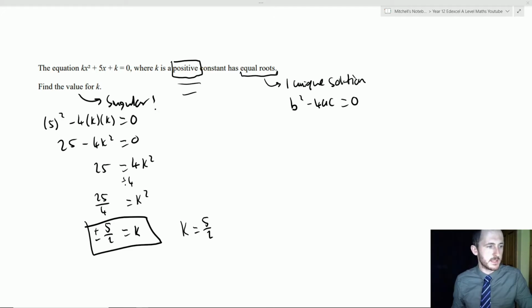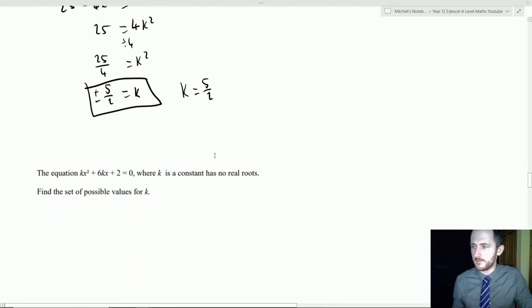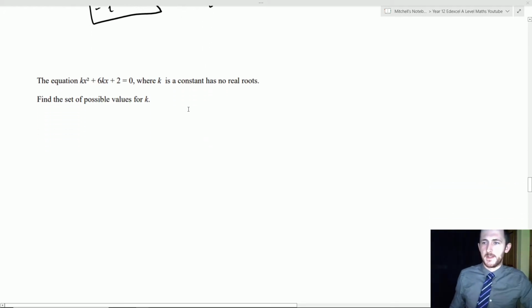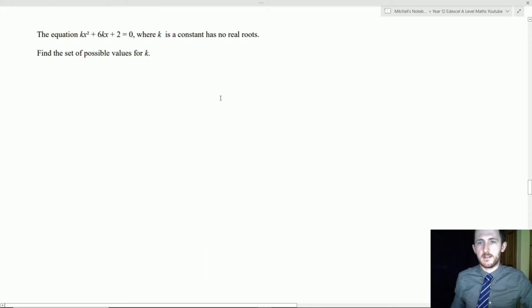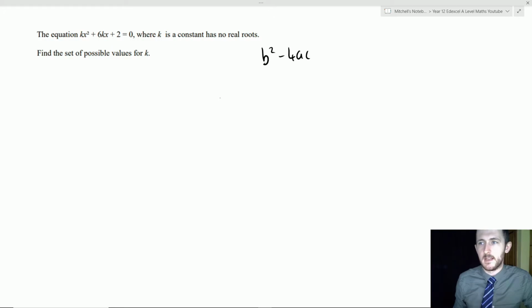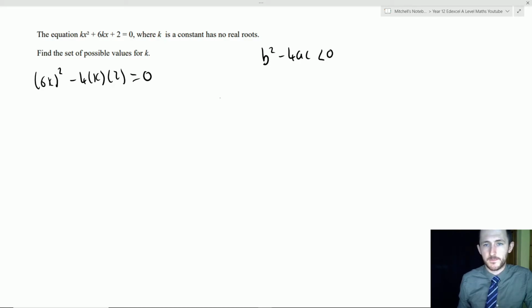So, as for the next question, let's keep moving onwards. No real roots. So, no real roots, no solutions means that b squared minus 4ac is less than 0, because we're square rooting a negative, which gives us math error, which means there's no answers. Find the set of possible values. So, again, it's a set. So, b squared, we have 6k squared. Make sure you square the whole thing. Minus 4, a is k, c is 2. 6 squared is 36, k squared is k squared, minus 8k equals 0.